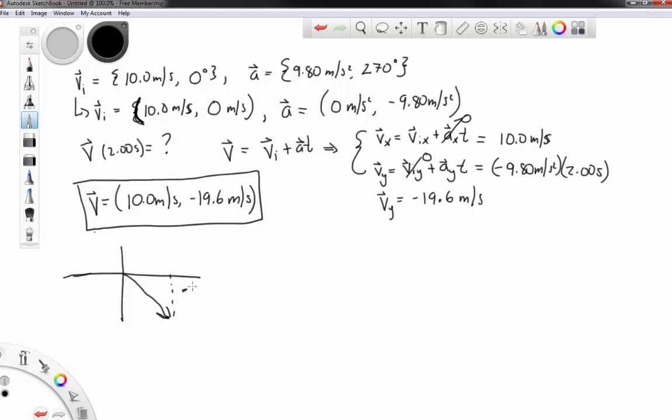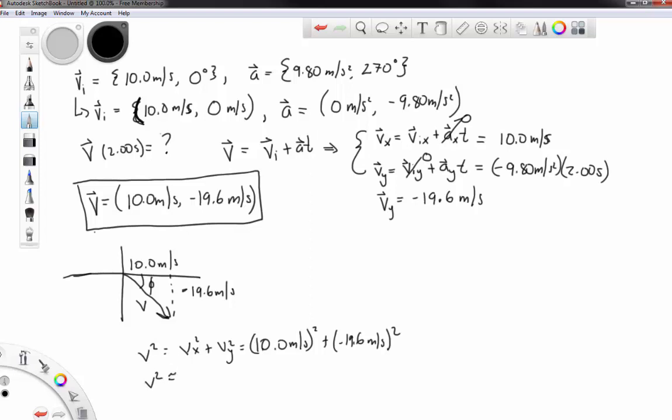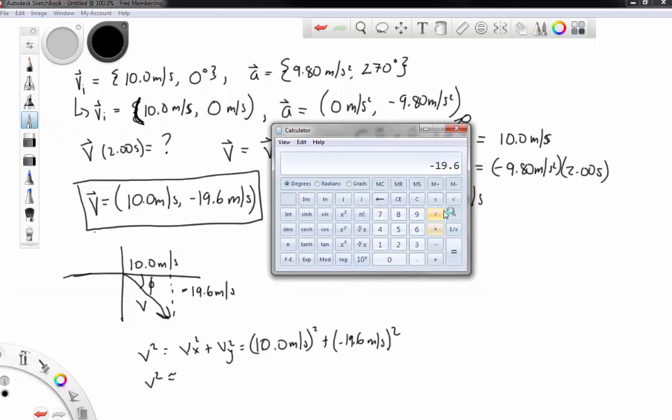So this right here is 19.6 meters per second. This is 10.0 meters per second. We'll call this angle phi. And this right here is v. So v squared is vx squared plus vy squared. So that's 10.0 meters per second squared plus 19.6 meters per second squared. So out comes the calculator. 19.6, even if it's negative, when it's squared, gives us 384. 10 squared, of course, is going to give us 100.